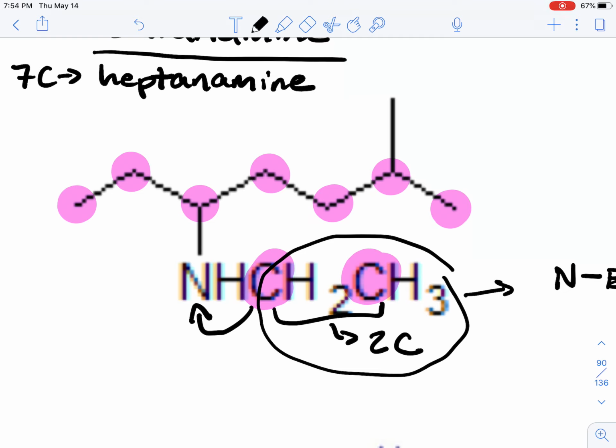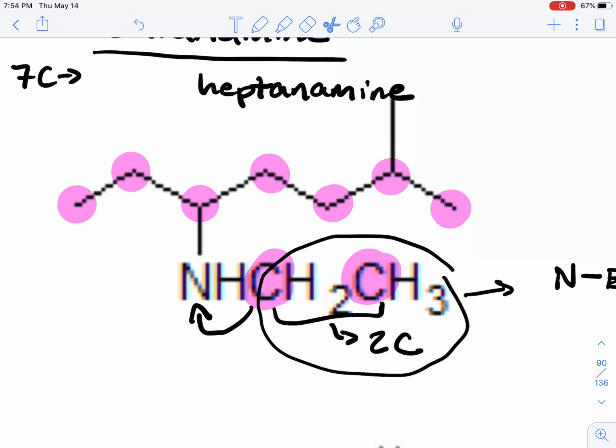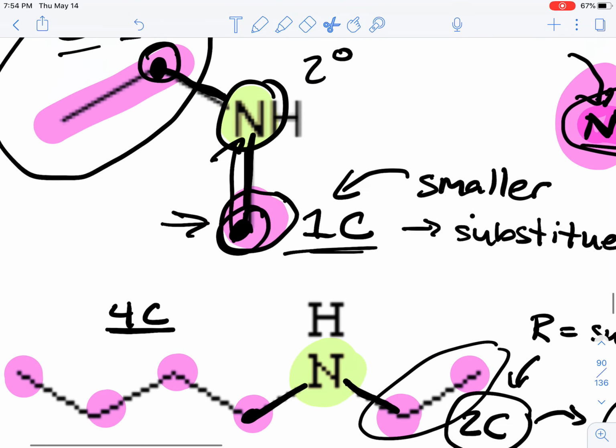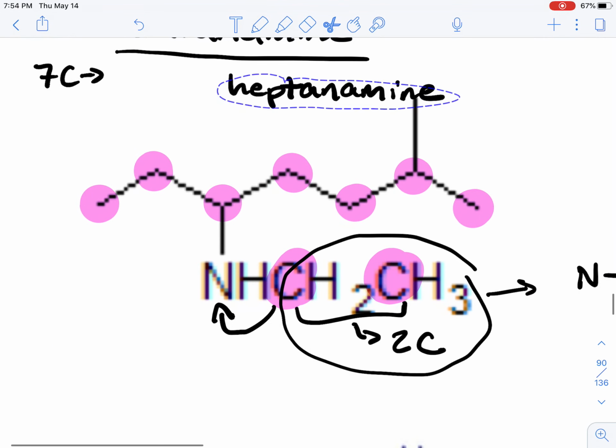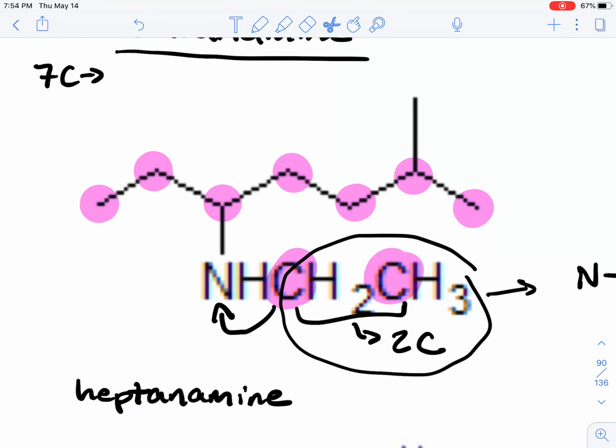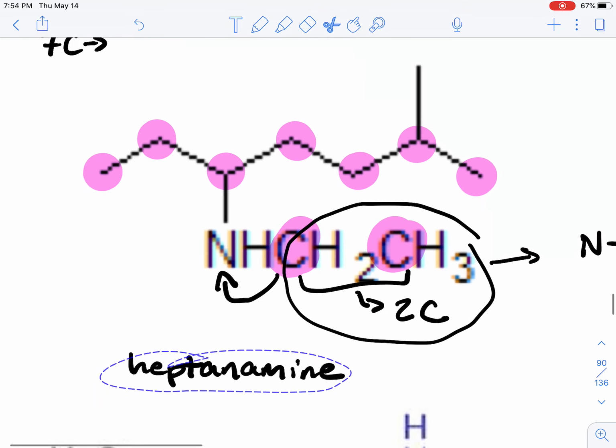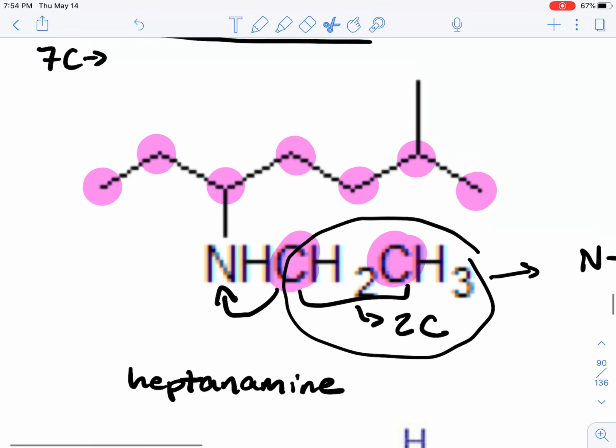Now, what's different about this amine compared to the other structures that we looked at in these two examples is that this amine is not at the very tip. It's not on the end, so to speak, of that parent chain. It's actually in the middle. And so we need to number this carbon chain such that we would get the lowest possible carbon number on the carbon that is covalently bonded to the nitrogen.